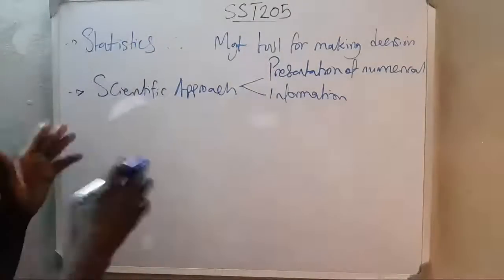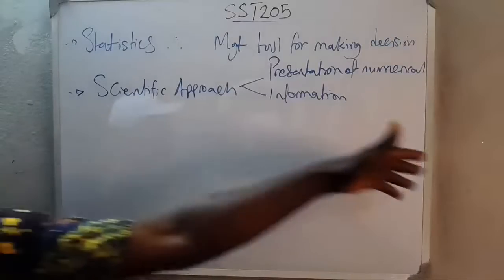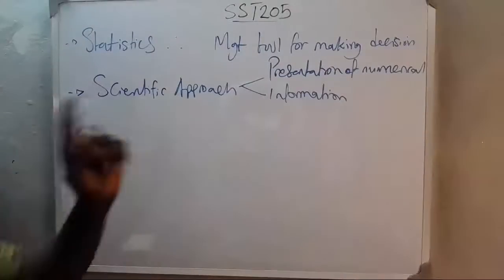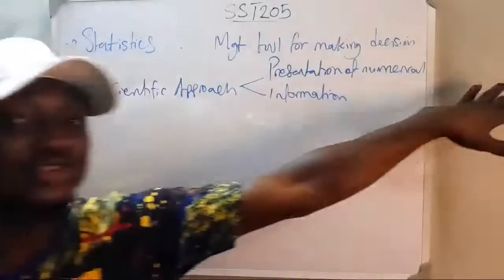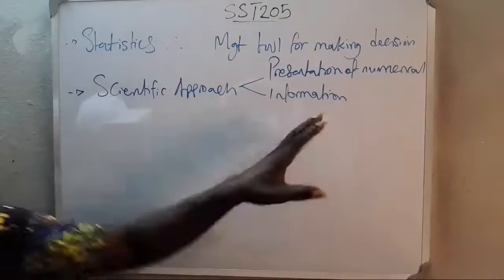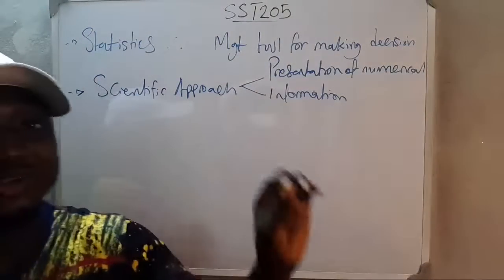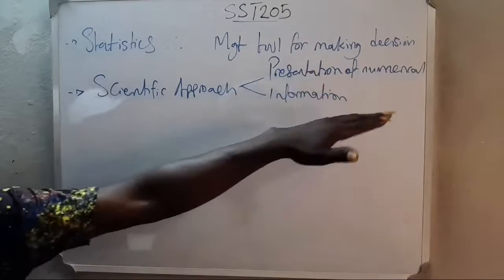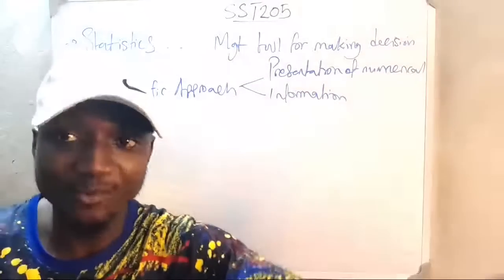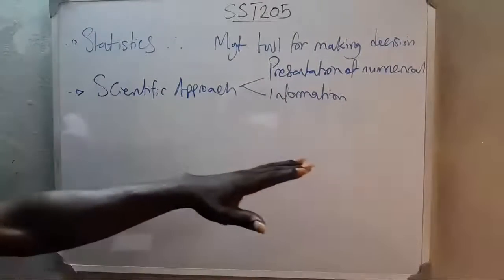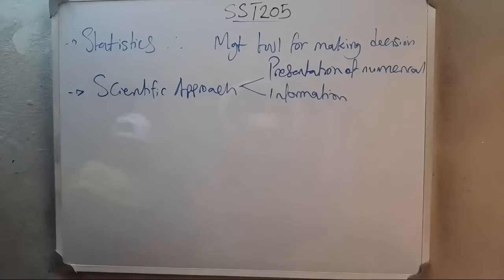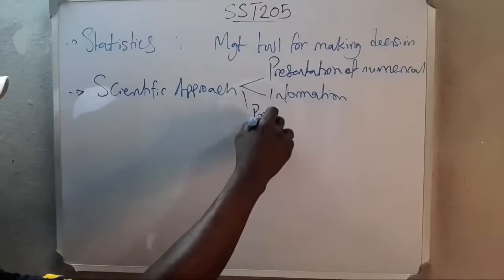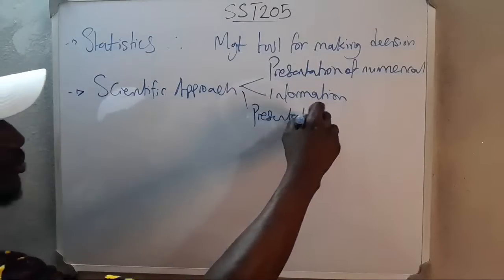Looking at it from the managerial approach, we said it is a tool for making decisions. But speaking of the scientific approach, we are talking about the presentation of numerical information. Numerical information, and we also call it presentation of facts in numerical form. Presentation of what?